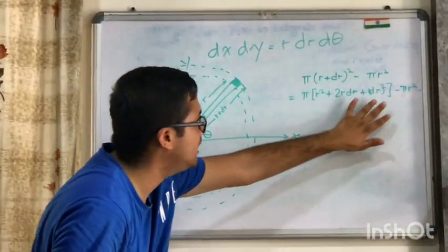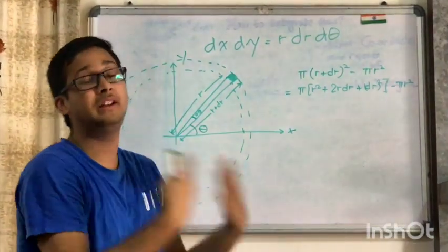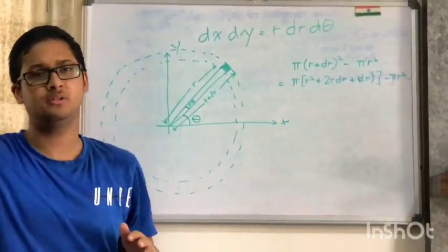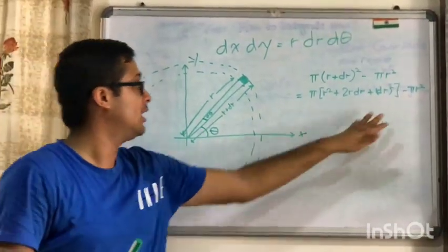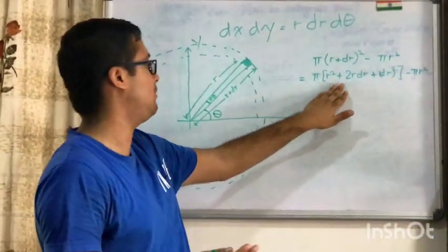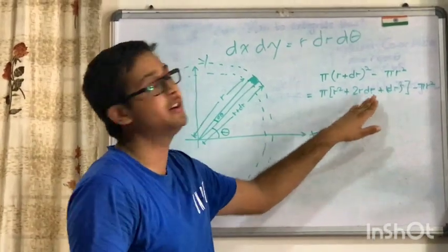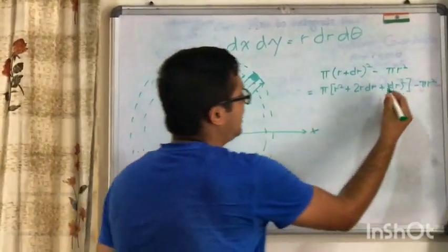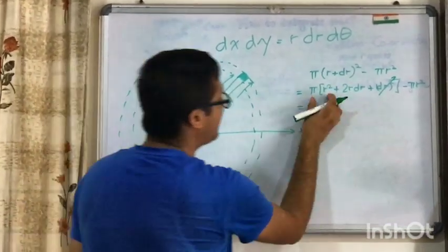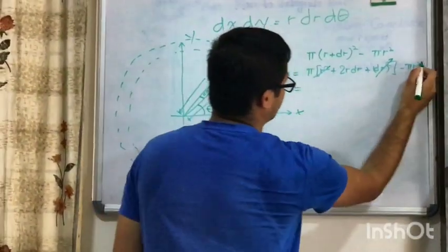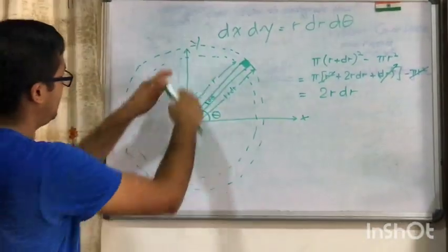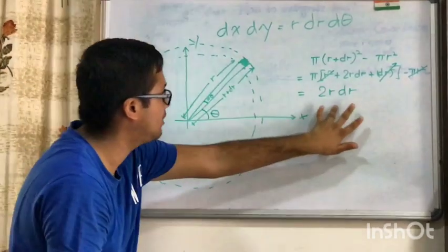Now this number, dr whole square, is a very small number. If let us say dr is 0.0001, which is 10 power minus 4, the square of this will be 10 power minus 8, which is irrelevant to consider among the bigger numbers like 2 into r into 0.0001. So we can ignore this, and pi r square and minus pi r square also cancel out. So you are left with 2r dr. So the area of the region between these concentric circles is 2r dr.